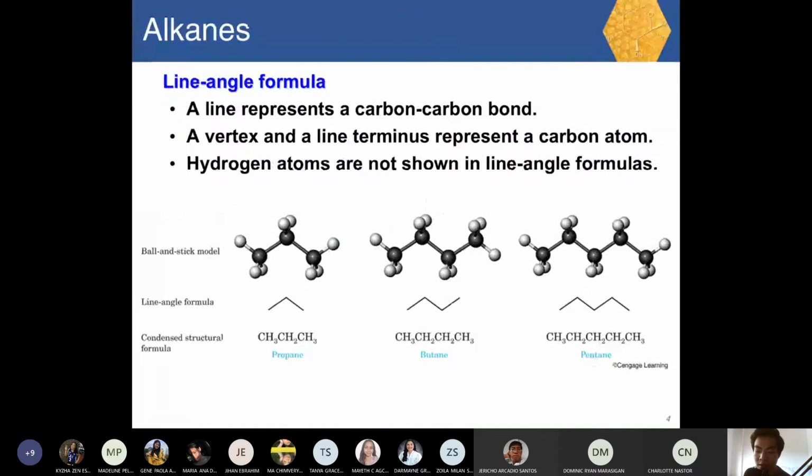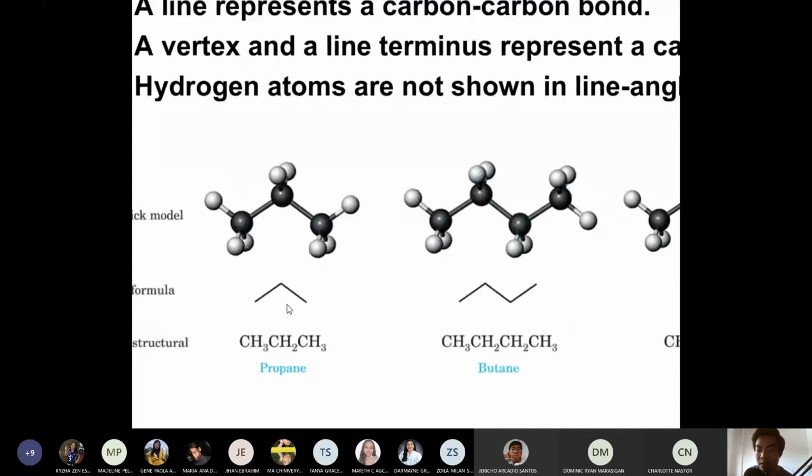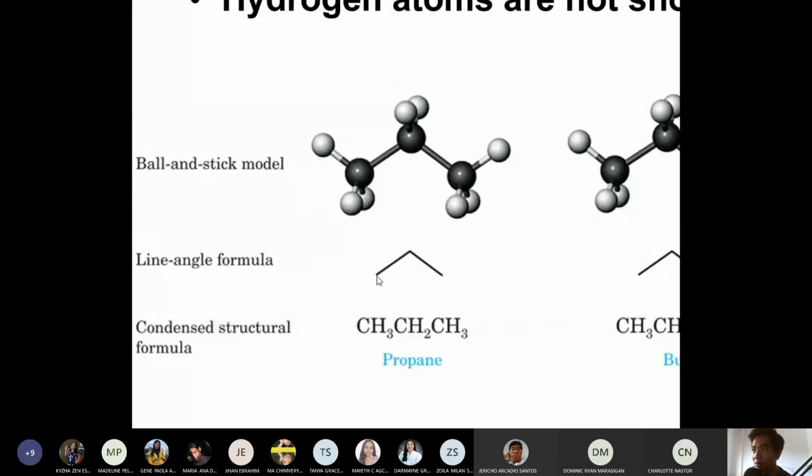So you will notice that with line angle formula, what we are representing is the carbon chain only. We are only showing the carbon chain, with no hydrogens shown. But it should be known that this carbon has a corresponding number of hydrogens attached to it. This carbon has a corresponding number of hydrogens attached to it as well, same as this carbon. So each point in your line angle formula, each point in your zigzag, has corresponding hydrogen atoms. The question is, how do we know how many hydrogens are here, there, and there? The answer relies on the Lewis structure.